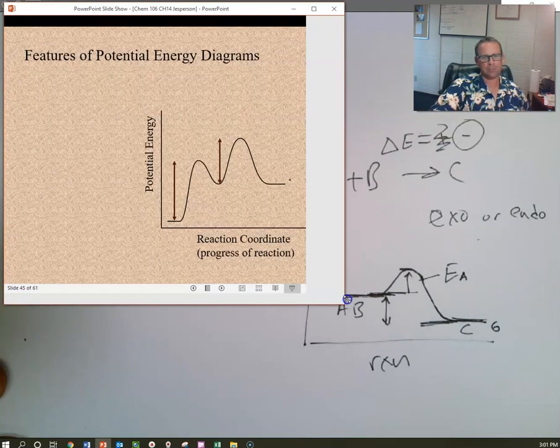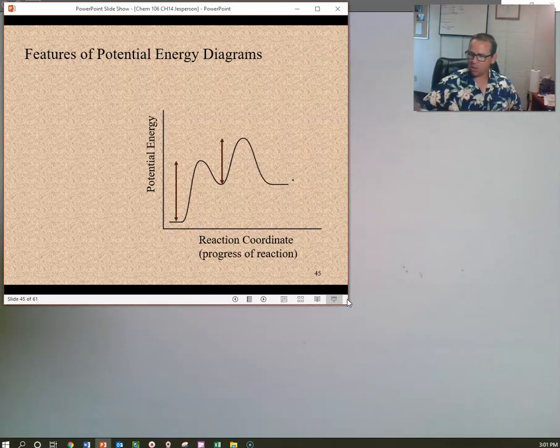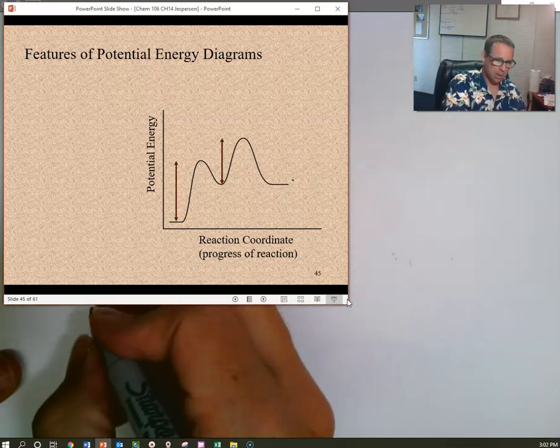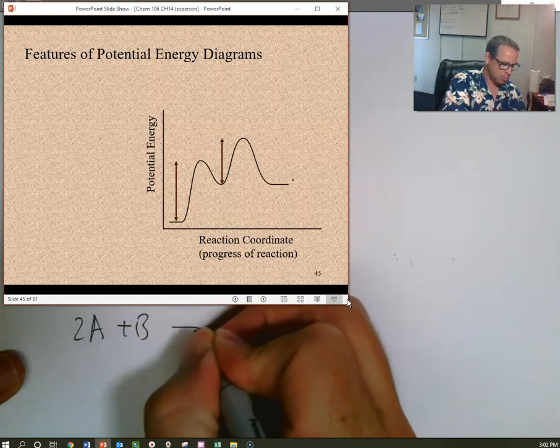Now, chemical reactions don't always just occur in a single step. They could have multiple steps for a process to occur, right? For example, we can just choose any example here. Say 2 A's combining with a B to form a C.